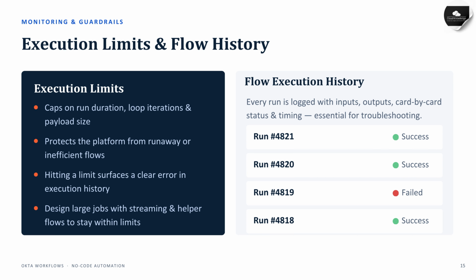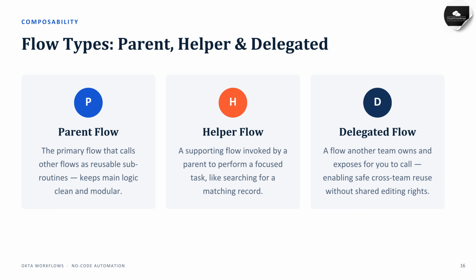The practical takeaway. Design large jobs with streaming and helper flows, which we just covered, specifically to stay within these limits. As your automations grow, you don't want one giant monolithic flow. That's where flow composability comes in, three flow types working together.